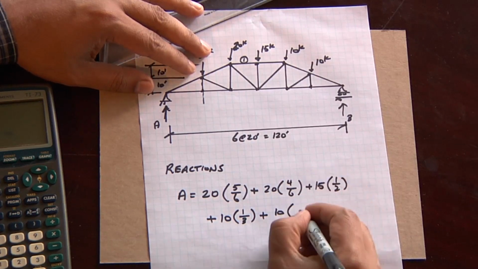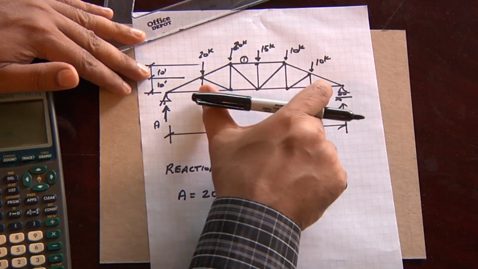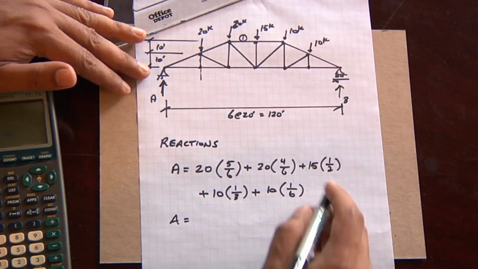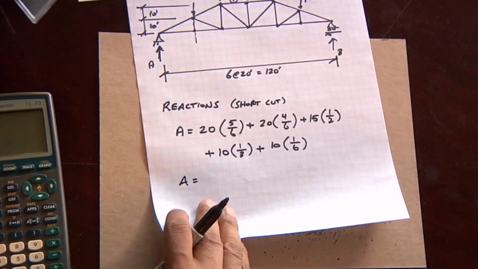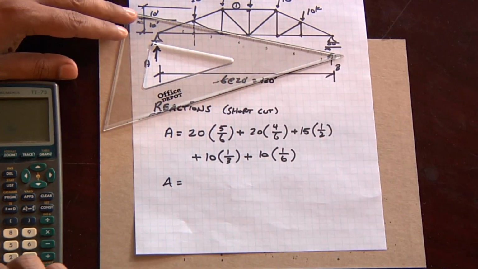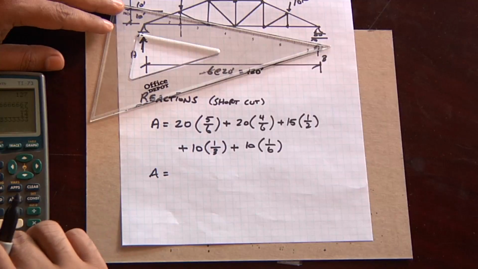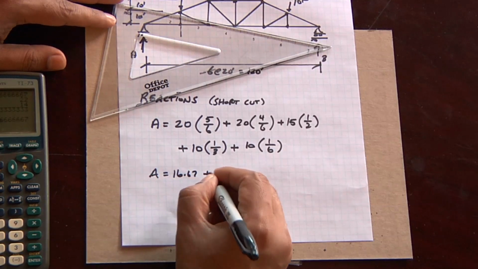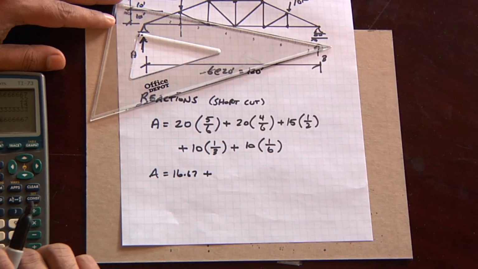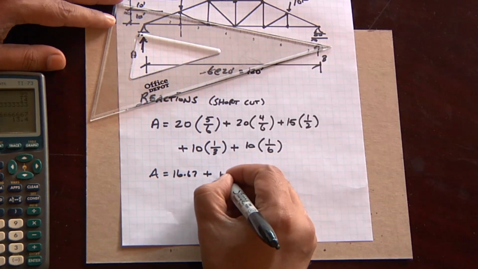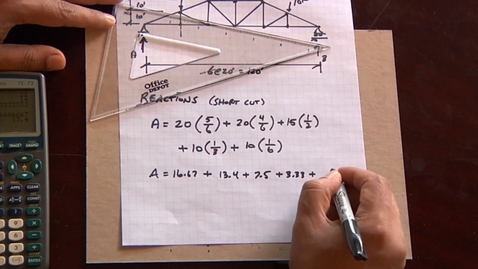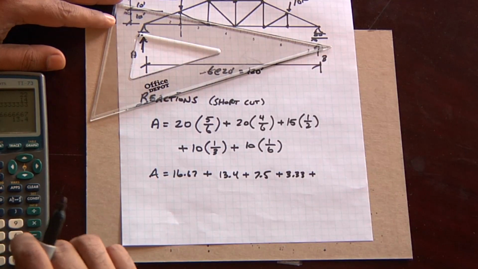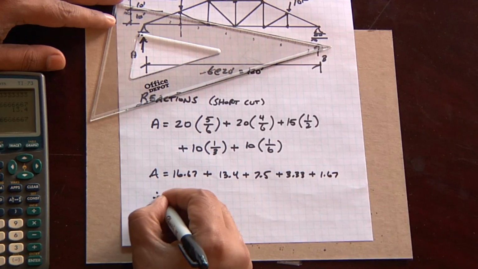plus 10 times 1/6. And all I'm doing there is I'm just taking the ratio of the spans using the shortcut method. You should go back and take a look at the previous module if you haven't seen that already. So let's see what that calculates out to be. So 20 times 5/6 is 16.67, plus 2/3, 0.67, times 20, 13.4, plus 7.5, plus 3.33, plus 1.67.